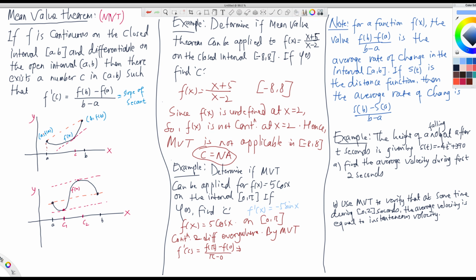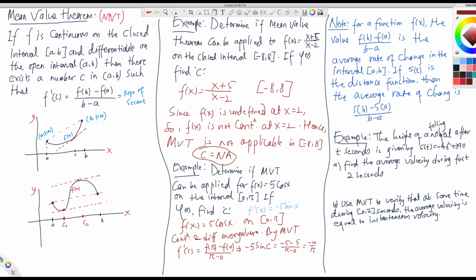That will be -5 sine C equals, what is f at pi? For f at pi, you replace x by pi. 5 cosine pi is -5, minus f at 0. If you replace x by 0, you get 5 cosine 0, which is just 5. Divide by pi minus 0, right? So what do you get? Basically, it is -10 over pi. You see that? So you got -5 sine C equals -10 over pi.